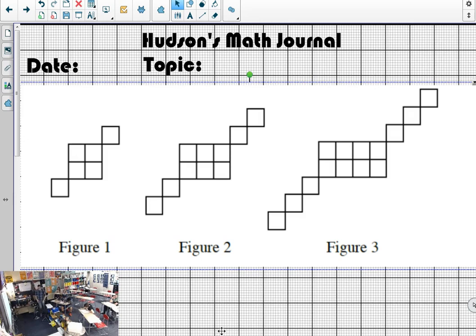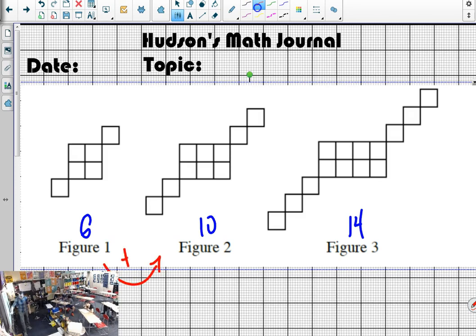Alright, so figure 1 has 6. You can still ignore me if you want. This has 10. 8. So we add 4 every time. Okay, so we see what change is happening. Right, we're adding 4 to my amount of squares.